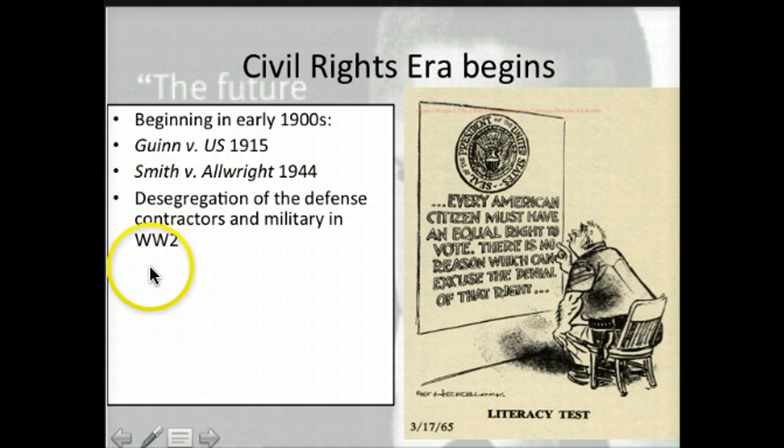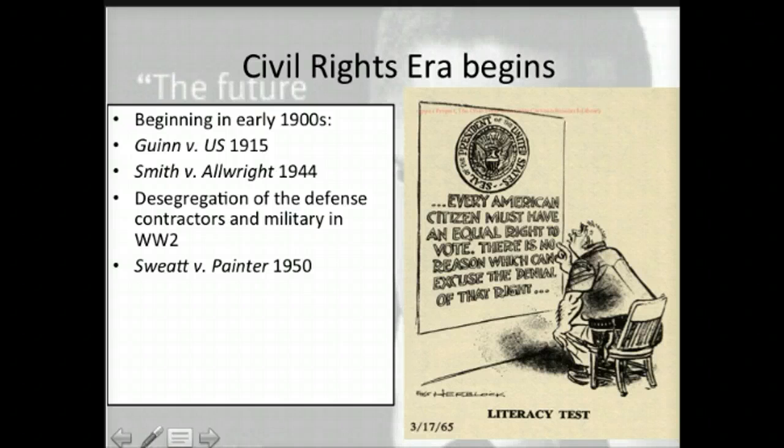Sorry, I got ahead of myself. I put this in here too. Another good thing in the 1940s for the civil rights era was the desegregation of the defense contractors who provided anything for the military in the United States, per an executive order of FDR. So if you were going to build anything for the United States military, you had to do so with a desegregated workforce. And then Truman came through and desegregated the military post World War II.